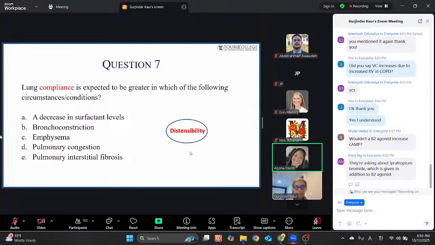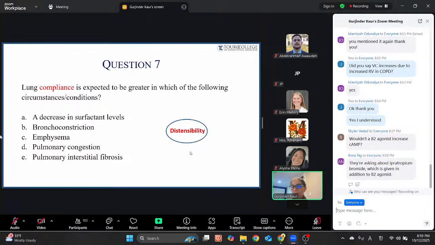I can go, Dr. Carr, if that's okay. Go ahead, please. So compliance and elastance are inversely related. If you have a higher compliance, that means the elastance is lower. In emphysema, you're losing the elastic fibers, and therefore the compliance would be higher. Yeah, very nice, Alicia.